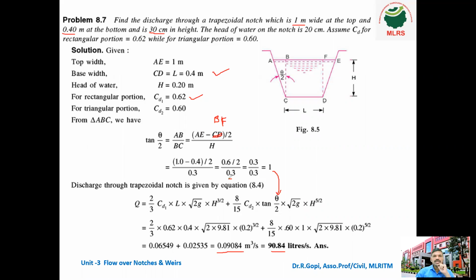Here this H is 0.3 and this H is 0.2. In the question they gave the height of the notch, and the head of the water over the notch is 20 centimeters. So be careful while substituting. In this equation you have to put the head of water over the notch, while for calculating tan theta by 2 you use the height of the notch.